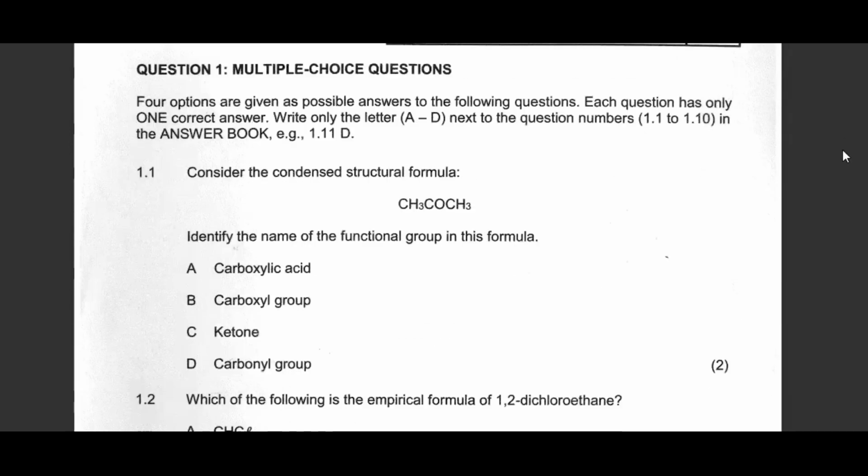Let's start with the objectives, and then we see how we can smash them, so that we can get at least distinctions.